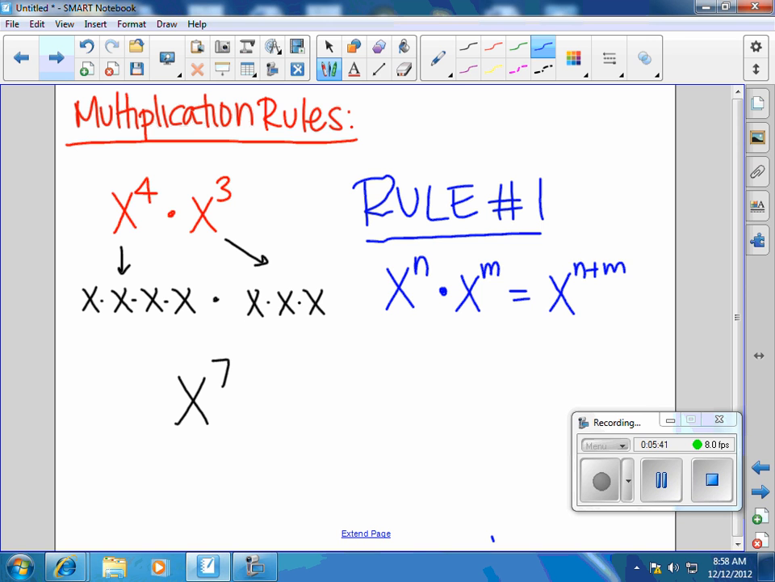Next multiplication rule that we are going to do is very similar to this, and it's easy to get these two confused. So we're going to learn a couple of these rules, and then we're just going to do some problems with them all together.